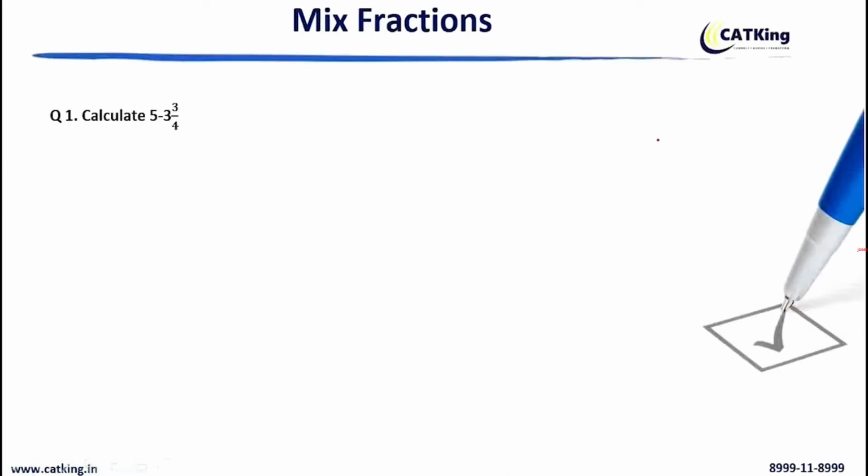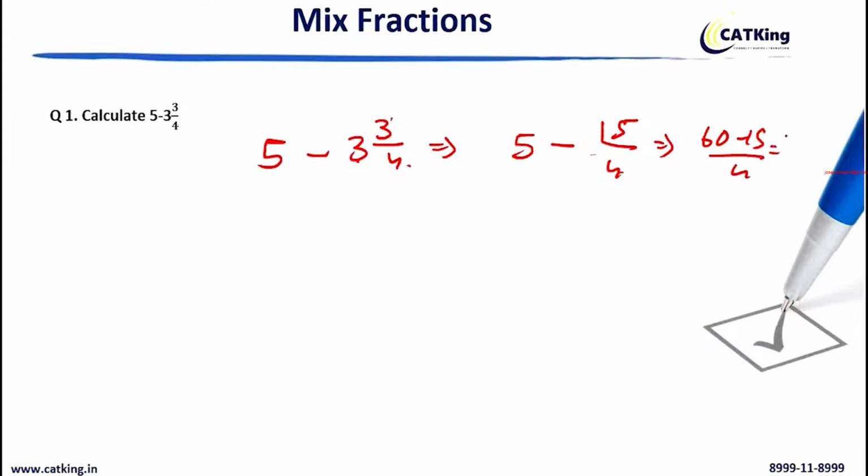Let's get started. Today we will see how to solve mixed fractions really quickly. This is 5 minus 3 and 3 by 4, correct? If you solve it in a conventional way, what will you do? 5 minus 3 times 4 is 12, 12 plus 3, 15 by 4. 4 is the LCM. This is 60 minus 15 divided by 4, which is nothing but 45 by 4. You'll solve it in this fashion, am I right?